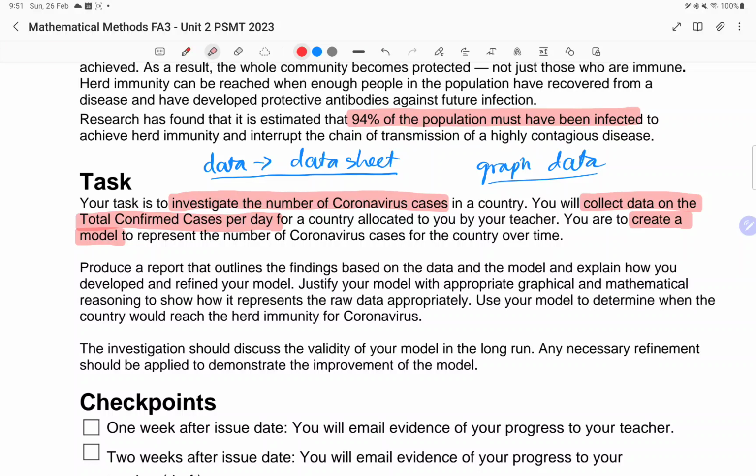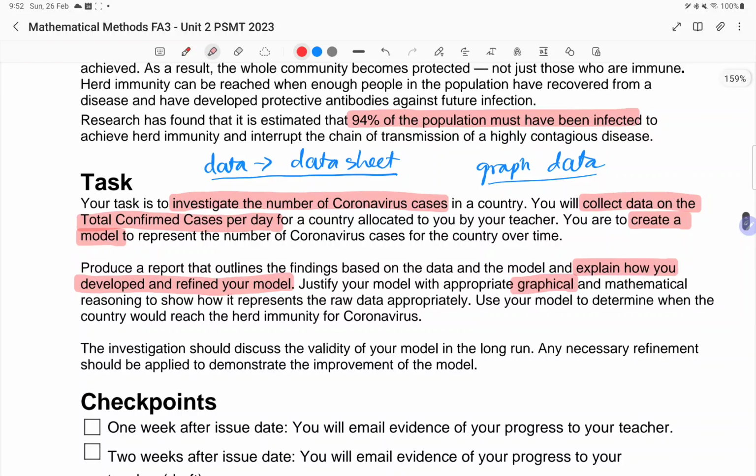And then the report is to outline the findings based on the data, explain how you develop and refine your model, and justify your model with appropriate graphical and mathematical reasoning. So they want to see graphs and they want to see math, equations, calculations, whatever. Show how it represents the raw data appropriately. Another thing is, when you look at a task sheet like this, look at the keyword, like the verb: investigate, collect, create, explain, and show. Those are the actions that you have to do.